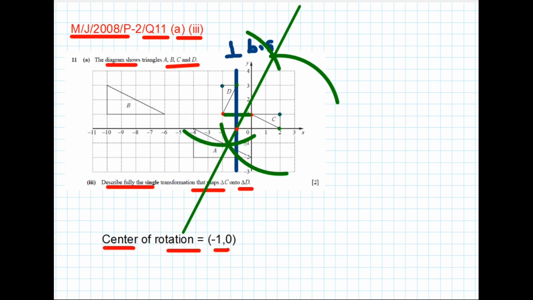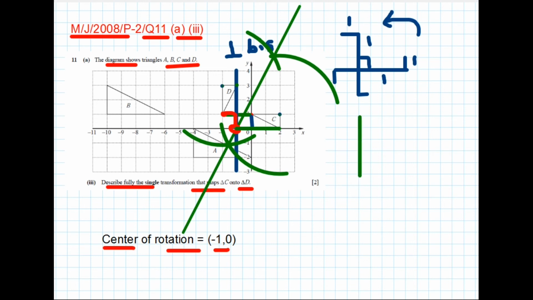To find the angle of rotation, the distance of one red vertex from center (-1, 0) is one block right and one block up. After 90-degree anti-clockwise rotation, we get its corresponding red vertex of triangle D, one block up and one block left as shown.